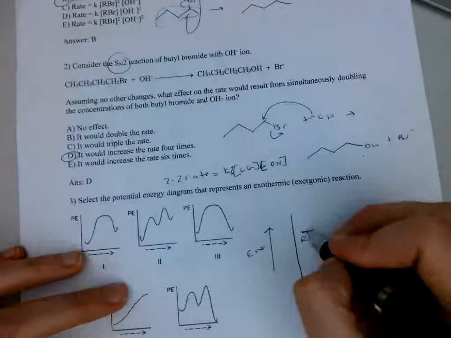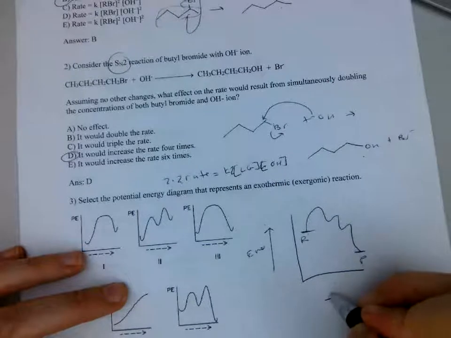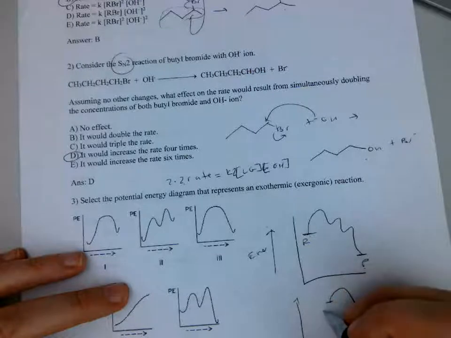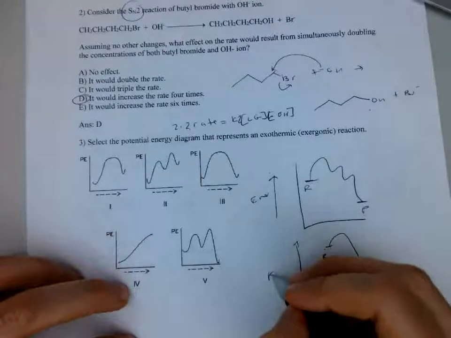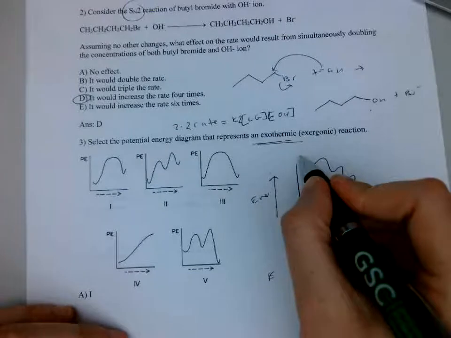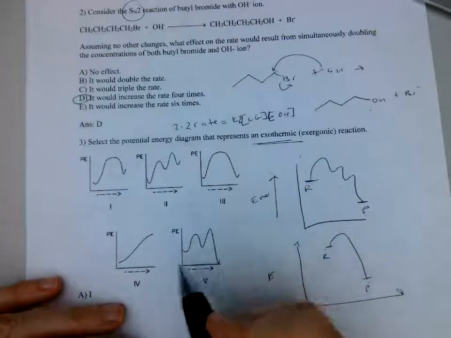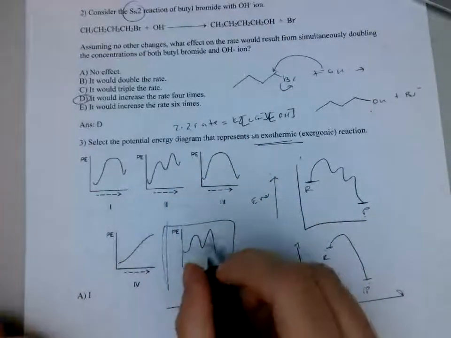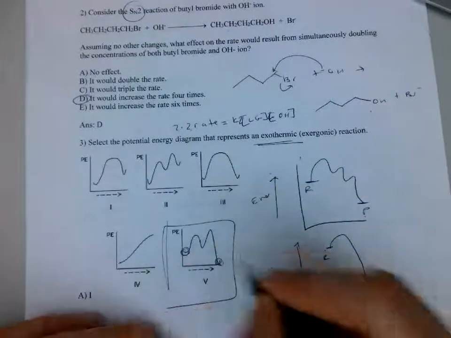So by some path, it doesn't matter if it goes up and down a bajillion times, as long as your products have a lower energy than your reactants, then this is going to be exothermic. So really all it's asking you for is, do you know the definition of exothermic, and do you know that the products have to be lower than the reactants? And the only one that has that is answer choice E. So it doesn't matter how many steps or anything in between. If we're just looking at exothermic, we're looking at starting and finishing.